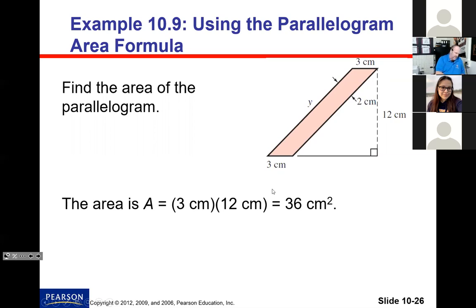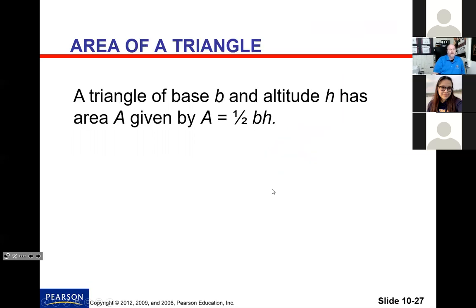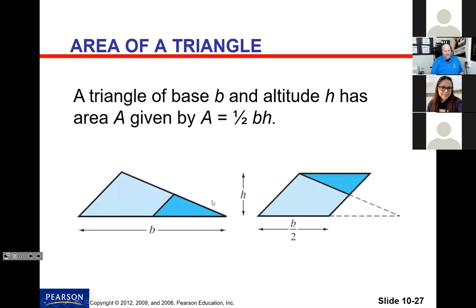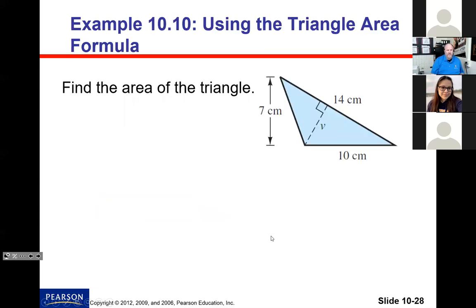Okay, that's parallelogram. Okay, triangles. The area of a triangle is half the base times the height. I'll show you an example here. If we have a triangle and we cut this piece off here and stick it up here, oh my goodness, that's a parallelogram, right? So we need half the base times the height.